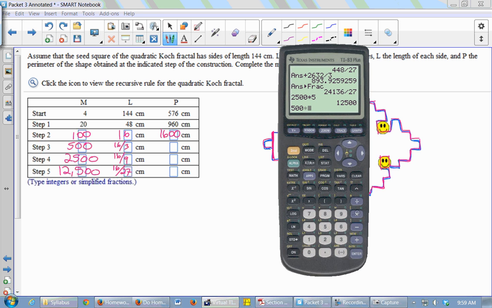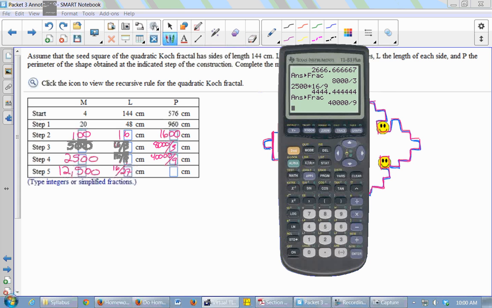So 500 times 16 thirds, change that to a fraction, 8,000 thirds. Math, enter, enter. All right, 2,500 times 16/9. Math, enter, enter. That changes it to a fraction on my calculator. So now I have 40,000 ninths. That's a lot of ninths.